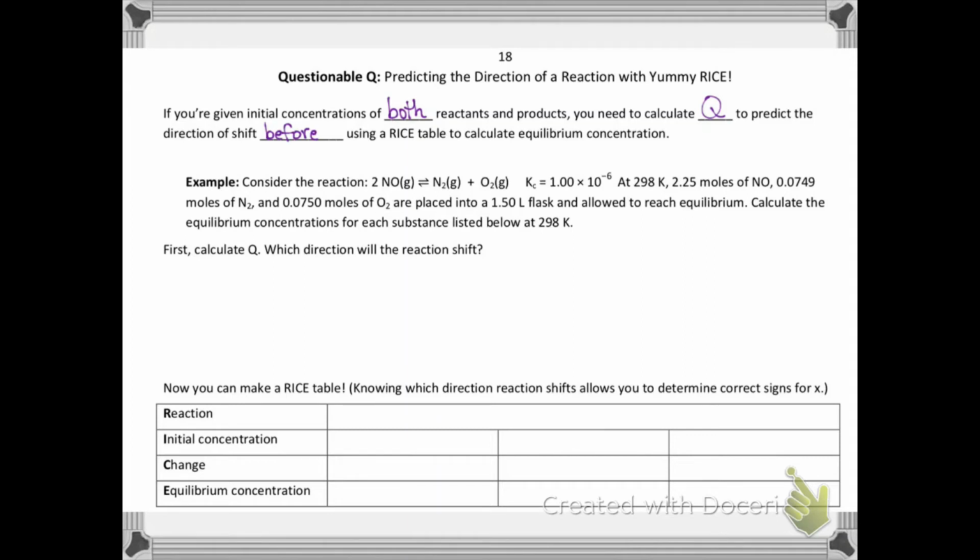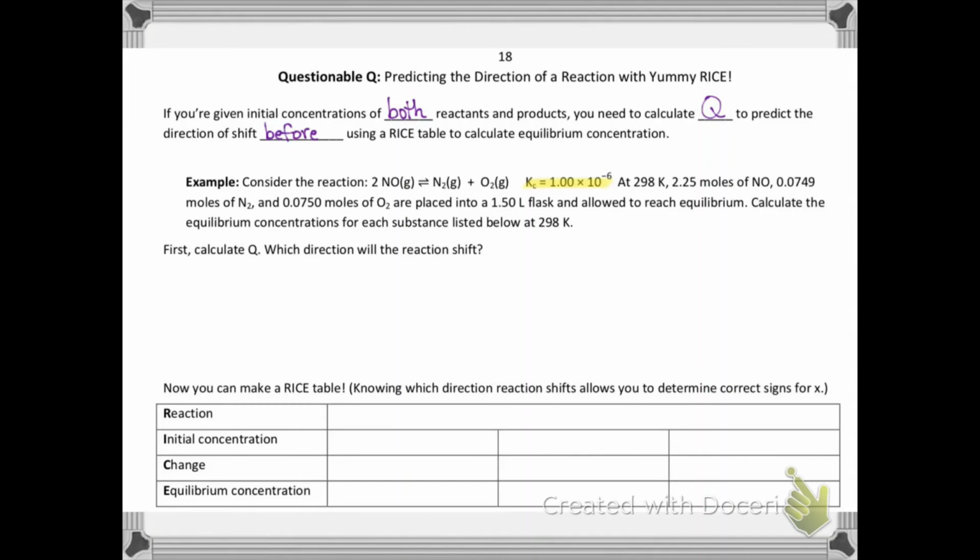Now, the very first step here, so notice they're giving you moles of nitrogen monoxide, moles of nitrogen gas, and moles of O2, and they're reaching equilibrium. So you have a combination of reactants and products. But note, they did give you the equilibrium constant value. Otherwise, calculating Q wouldn't do you any good. So we need to first calculate Q.